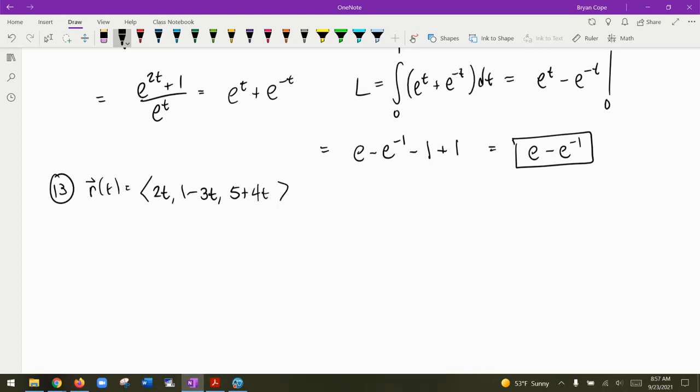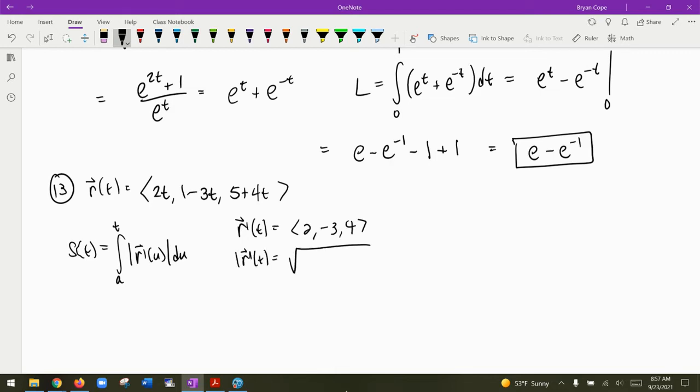Okay, in order to do our function for arc length, we're going to need r prime. So r prime of t is 2, negative 3, 4. And the magnitude of r prime of t is the square root of 4 plus 9 plus 16, which is root 29.